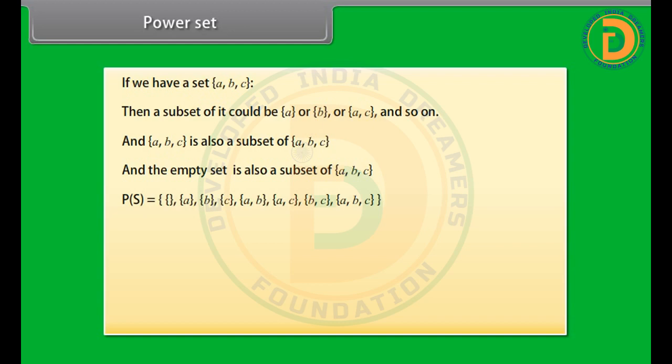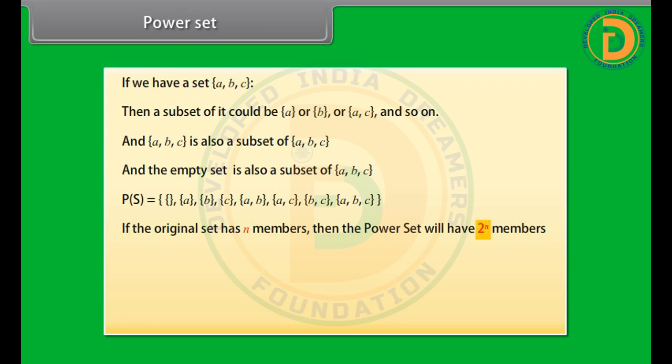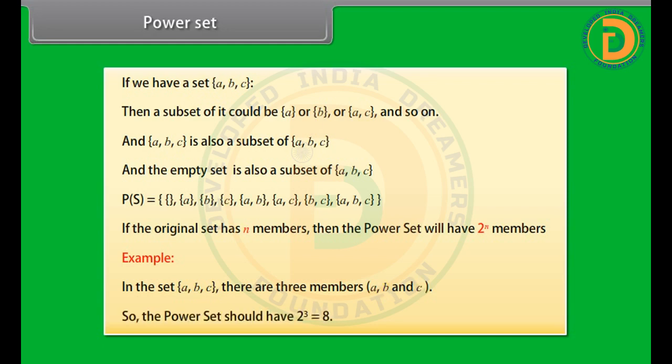PS is equal to A, B, C, A, B, A, C, B, C, A, B, C. If the original set has n members, then the power set will have 2 raised to power n members. Example, in the set A, B, C, there are 3 members, A, B, and C. So, the power set should have 2 raised to power 3 is equal to 8, which it does.